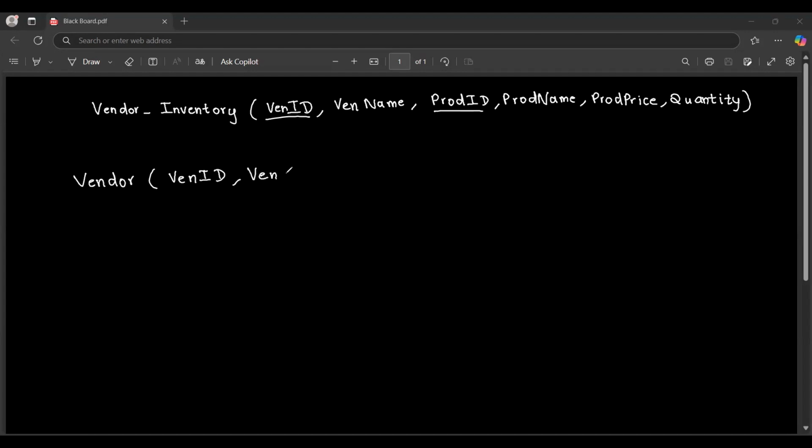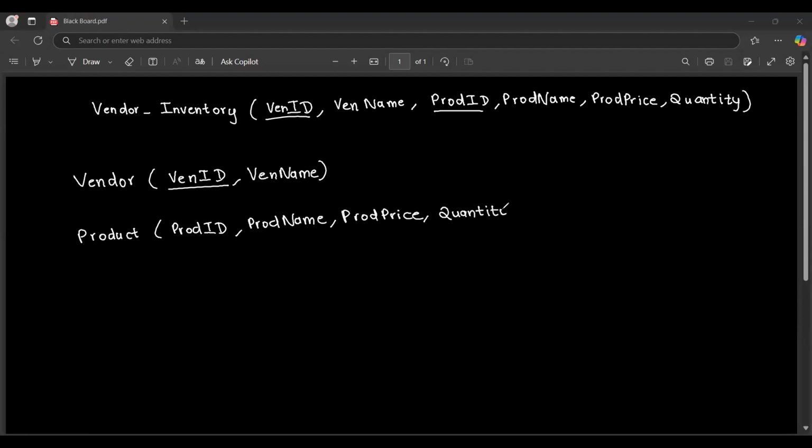All right, you can say Win name, and the Win ID will be the primary key, and we can have inventory. Well, not inventory, product. Okay, we can have product, and you can see that is product ID, product name, product price, because product price, you can say it depends on product ID, and you can say it depends on quantity. Quantity also depends on product ID. You can say like that.